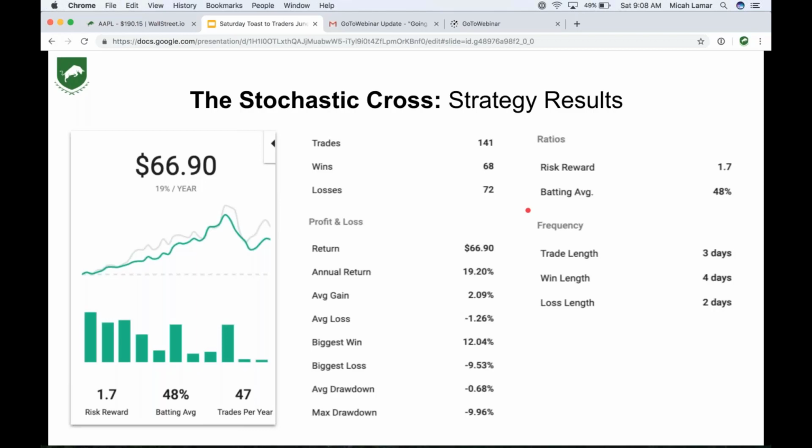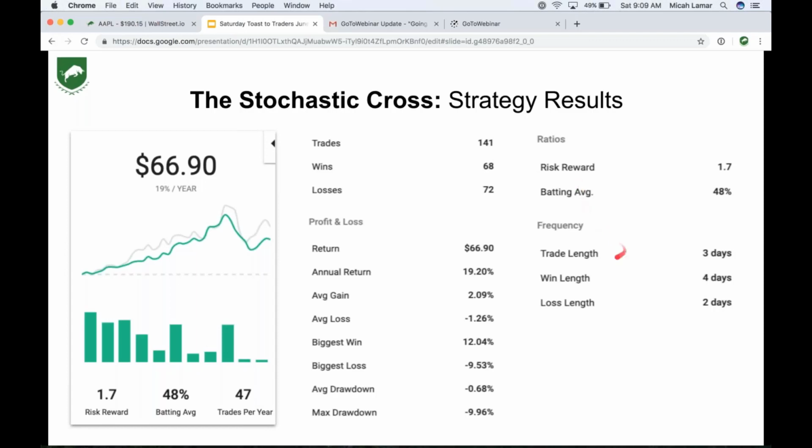Okay, so when we look at the stochastics altogether over the last 3 years, we got about 141 trades, pretty active strategy. The batting average is so close to 50%. But again, that's not what makes it profitable. What makes it profitable is the risk reward is really good. You have a 1.7 risk reward, which means it's almost 2 to 1, right? And that's what makes it profitable.